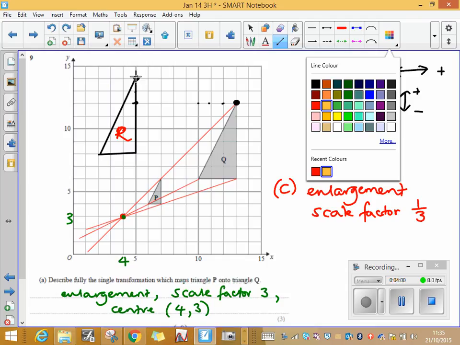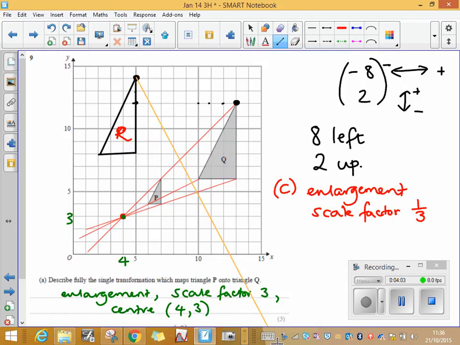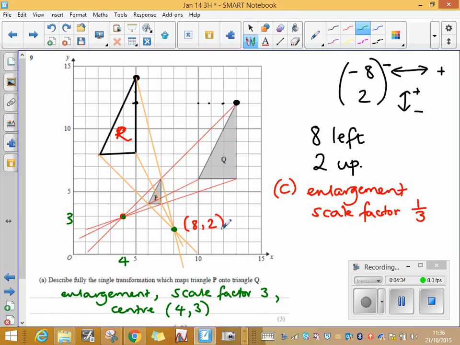So I'm going to join the top right hand corner here to the top right hand corner of P, so it's going to be something like that. I'm going to join this bottom right hand corner to the bottom right hand corner of P. This goes through that point there, and I'm going to join this corner of R to this corner of P. Okay, and I can see that those 3 lines, those enlargement lines, meet at this point here, and the coordinates of that point there are, well, it's 8 across and 2 up, so actually that's the point 8, 2. So it's an enlargement, scale factor 1/3, centre is 8, 2.